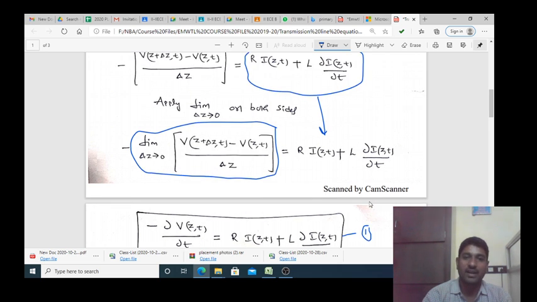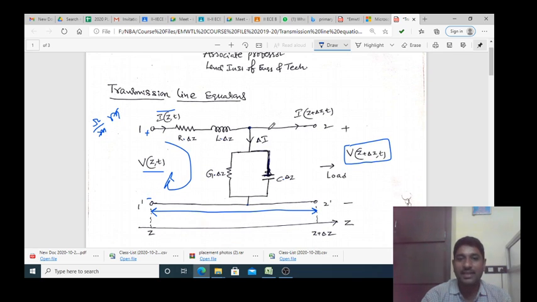Similarly, apply the Kirchhoff current law at this node. KCL explains that the currents entering a particular node are equal to the currents leaving it. So what is the current entering this node? It is I of z comma t, and the leaving currents are this current and this current.